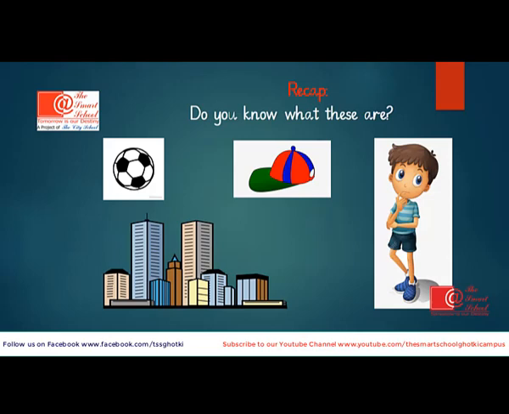Just like a ball is the name of an object you play with, cap is the name of the object you put on your head, boy is what we call a male person, and city is the name of a place. Well done. And these are all what we call nouns. Now let's see what we are going to do today.